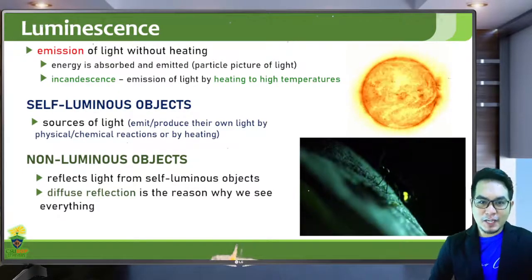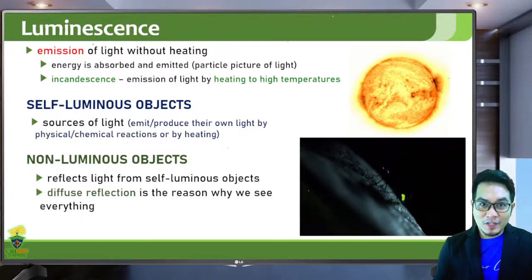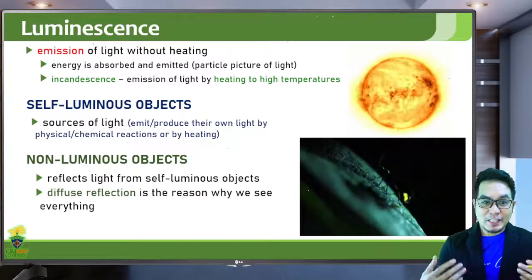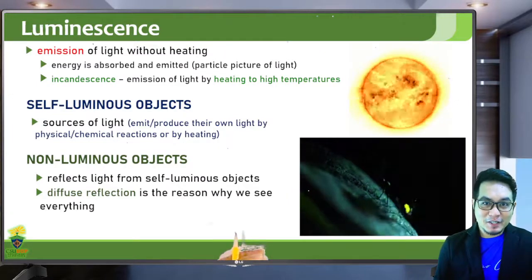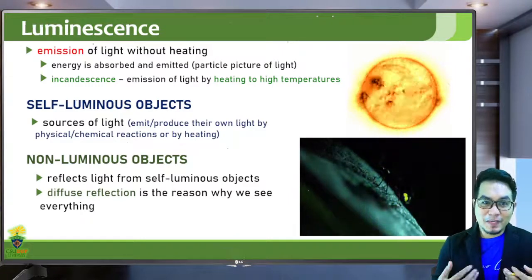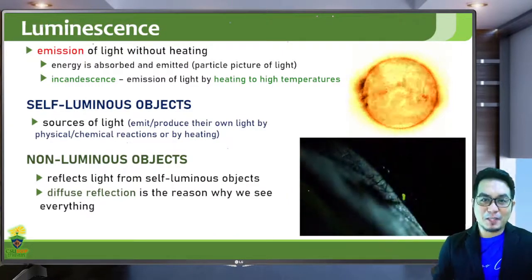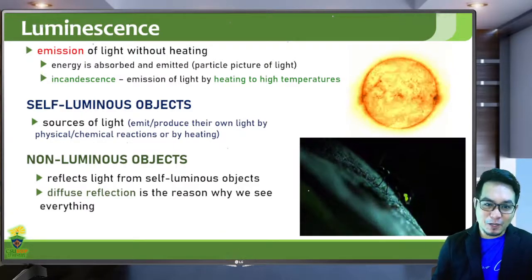Diffuse reflection, or diffuse reflectance, is actually the reason why we see everything. The reason why you see me right now is because of diffuse reflectance. Without light, you cannot see me. So I'm a non-luminous object. Without light, I'm invisible, or I'm just black. You will see nothing but black without light.